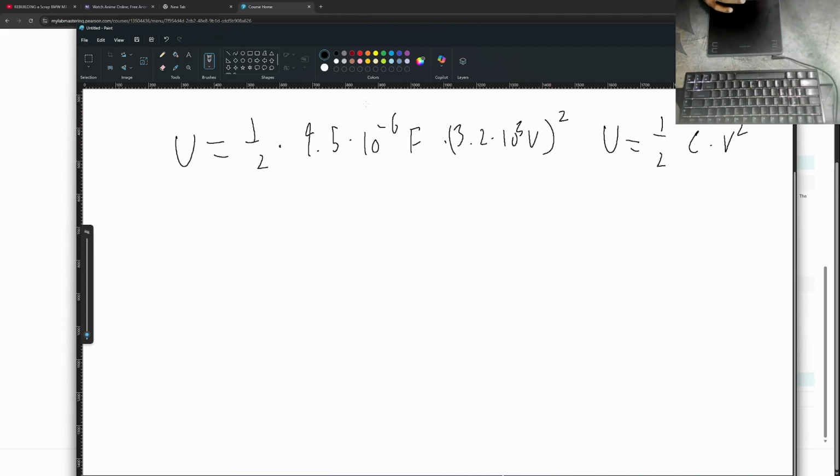So let's do that part first. 3.2 times 10 to the power of 3 squared is 1.02 times 10 to the power of 7. Then times 4.5 times 10 to the power of negative 6, and we can divide this by 2. And so then we get a stored energy of 2304 joules.